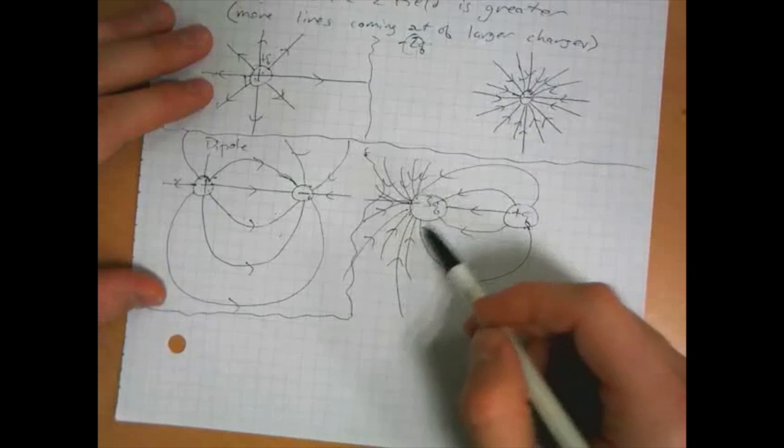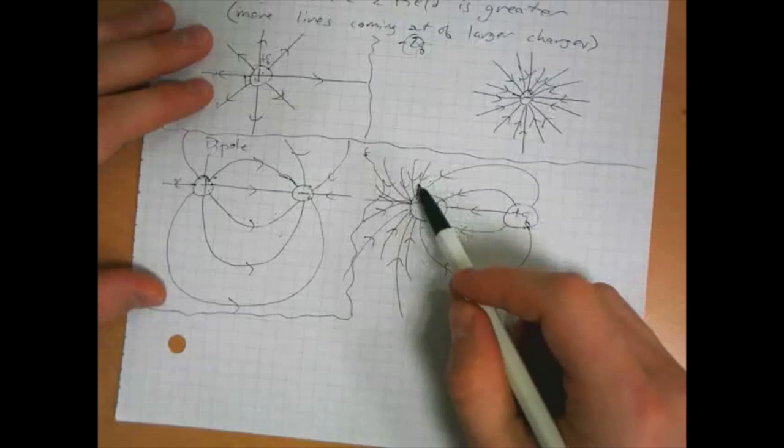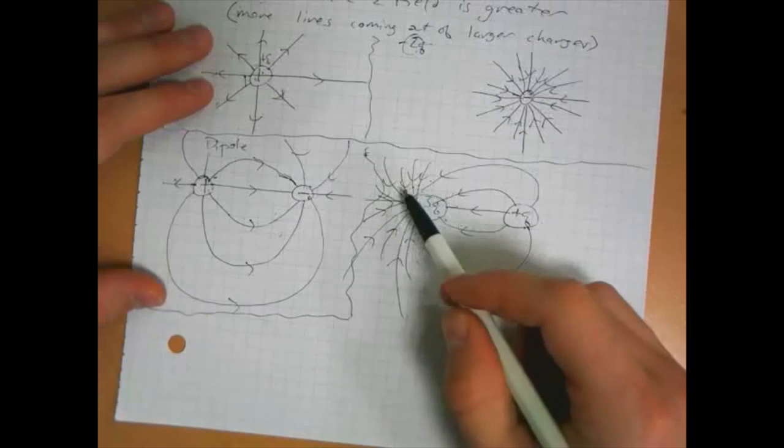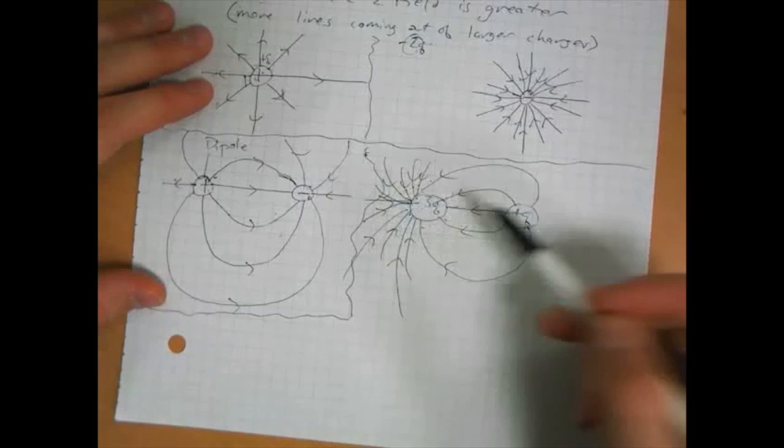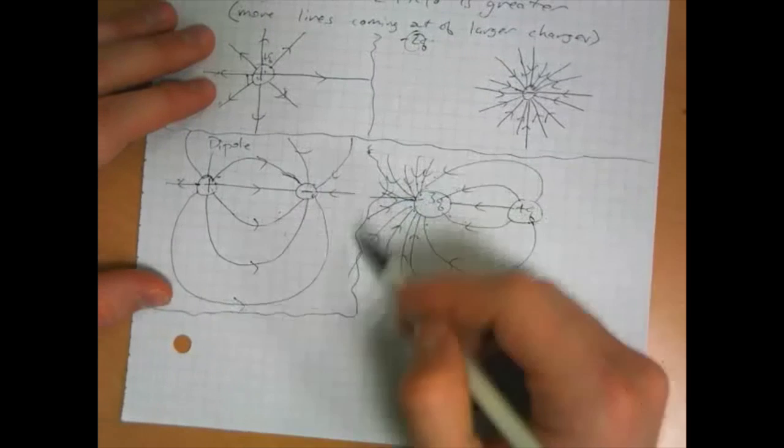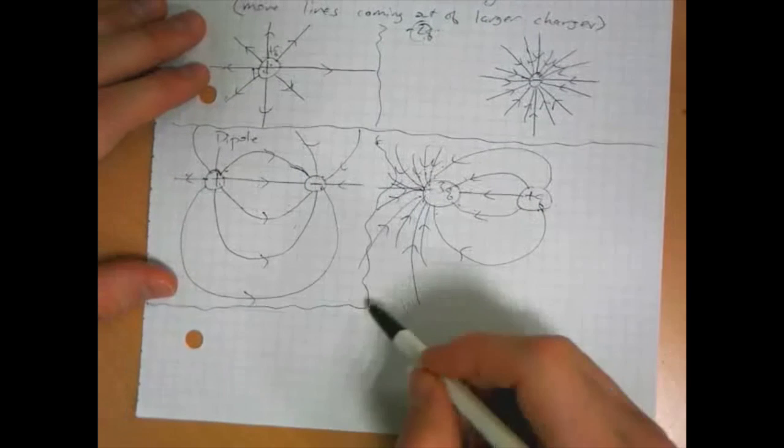1, 2, 3, 4, 5, 6, 7, 8, 9, 10, 11, 12, 13, 14. Oh, look at that. I think I made 15. Yeah, so that's how you should work out drawing that.